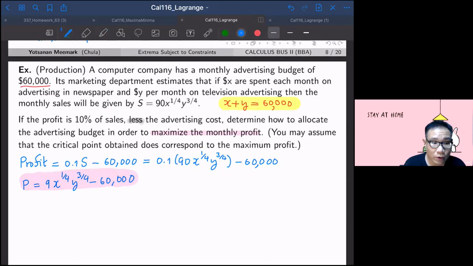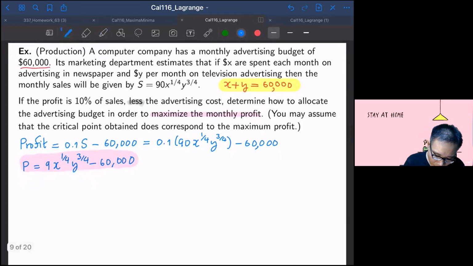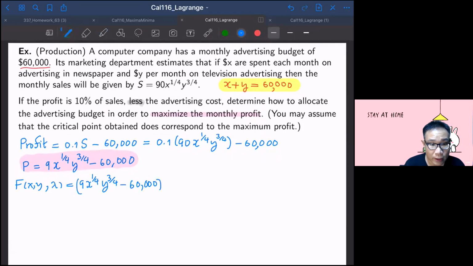So you're going to construct the capital F(x, y, lambda). F(x, y, lambda) will be your profit, so you'd like to find the maximum of the profit function minus 60,000, plus lambda times the constraint x plus y minus 60,000. So this one will be the F(x, y, lambda) that you have.